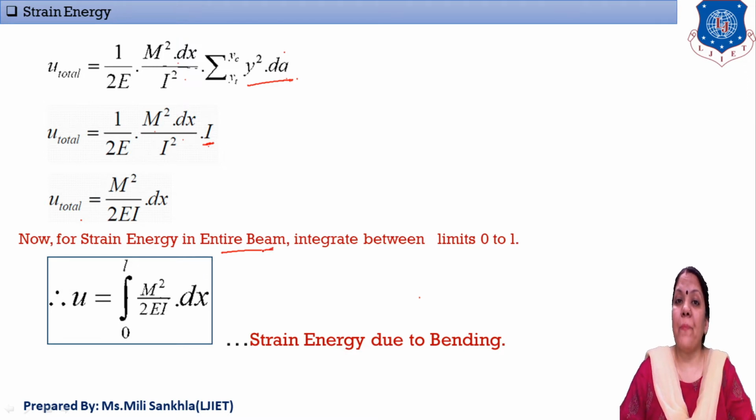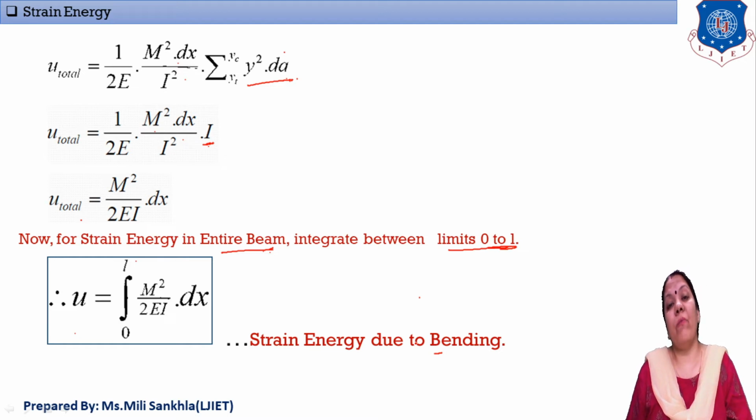This is our last step. And to find out the strain energy for the entire beam, I take a limit, and this limit is 0 to L. U is equal to the limit of 0 to L, M square by 2EI into dx, and this is the strain energy due to bending. Clear? First we find out strain energy for the strip, second we find out strain energy for the entire section, and third we find out strain energy for the beam.